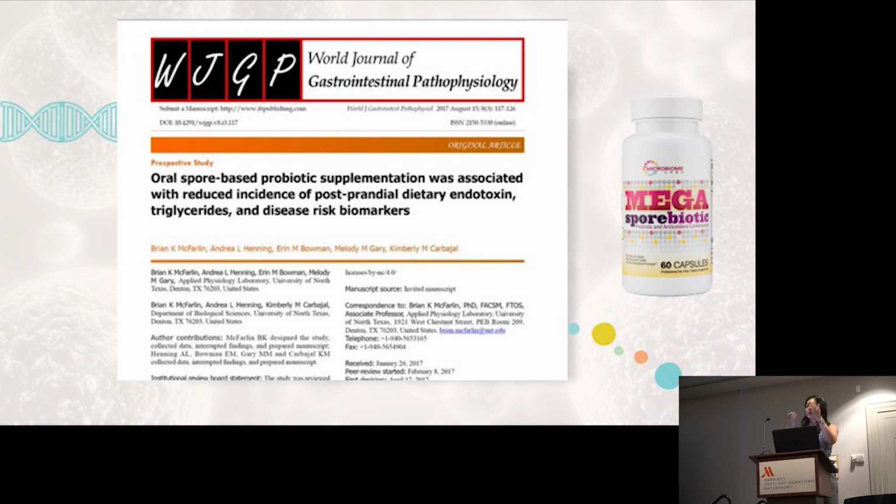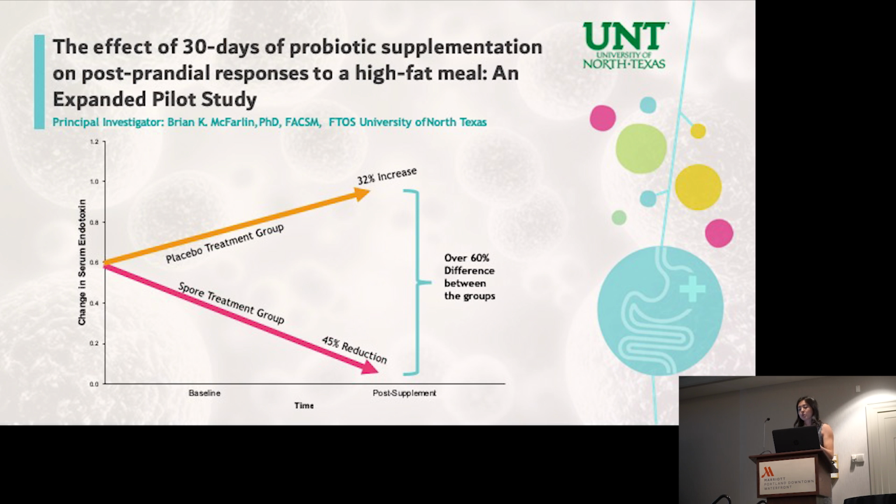Then we brought them back, we gave them another challenge meal, and measured their LPS levels. And what we saw in the spore treatment group was a 45% reduction based on what they started. But then interestingly, in the placebo group, we saw a 32% increase. And these are young college-age students. They haven't really done anything super damaging yet. And so the difference between the two was a 60% drop.